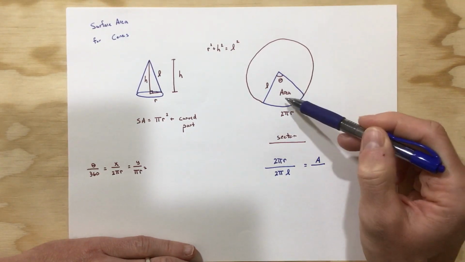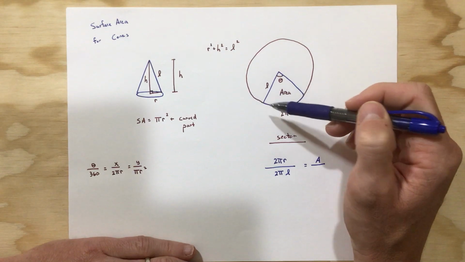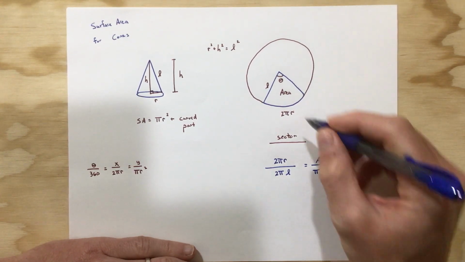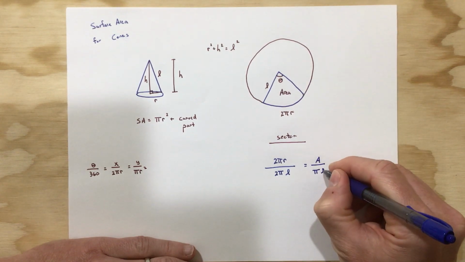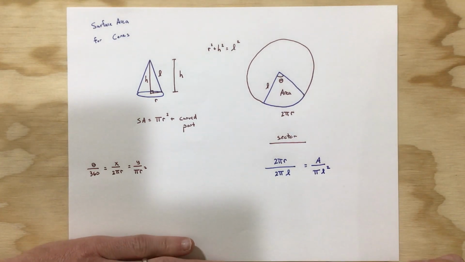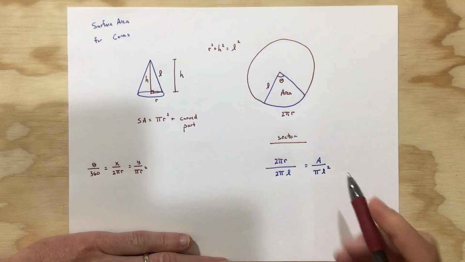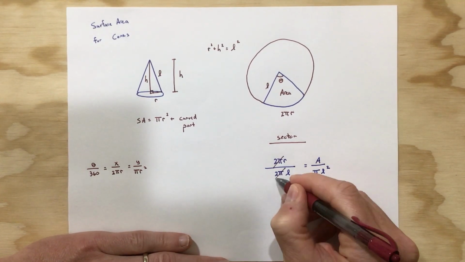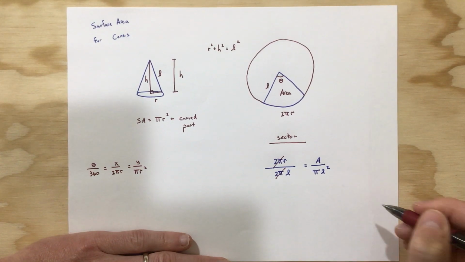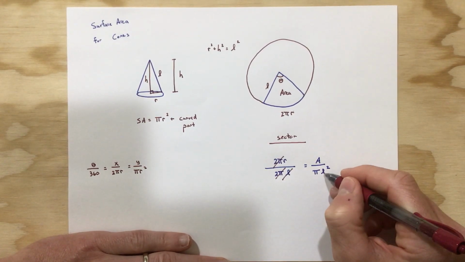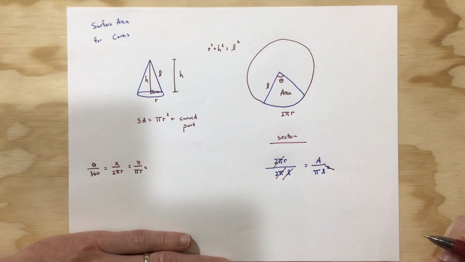But I know that the sector area to the total area is in the same proportion. The total area is pi r squared, but the r of my big circle is L, so it's pi L squared. Now I'm just going to do some algebra, and I'm going to get a formula for this curved area. Those 2 pi's cancel, and then this is 1 L, and this is an L squared, so one of those cancel.